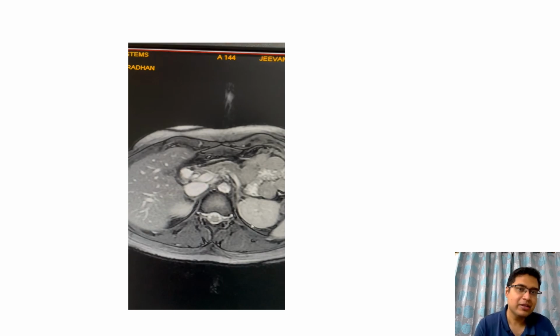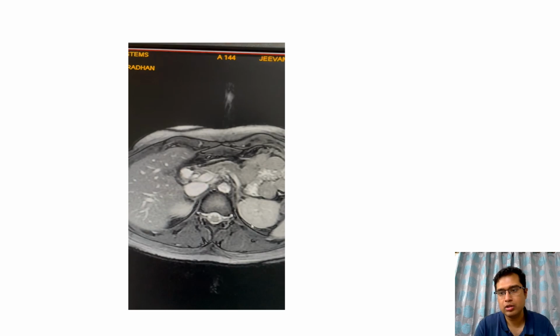So in such cases where the patient insists on knowing the size of the calculi, or the doctor insists on knowing the size of the calculi, he can always order a MRCP for this patient and be doubly sure before operating on the gallbladder.